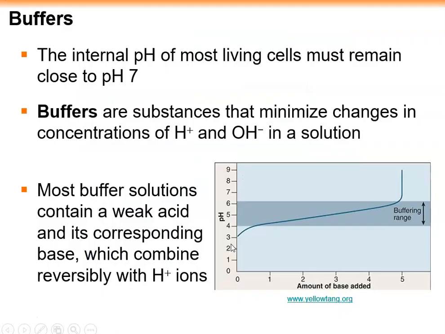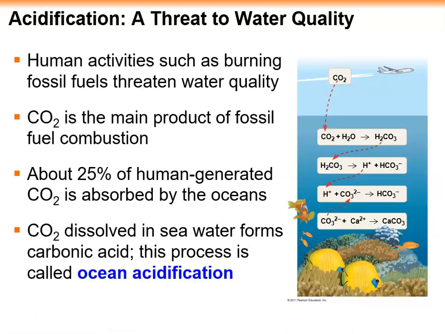Then the very last thing we're going to just touch on are buffers. A buffer is something that can either take up those hydrogen ions or give up hydrogen ions. So they work to keep that pH constant. And this is really important in our bodies to make sure that our pH doesn't change, because we'll see pH affects how enzymes react.